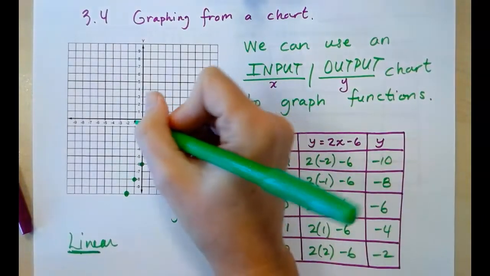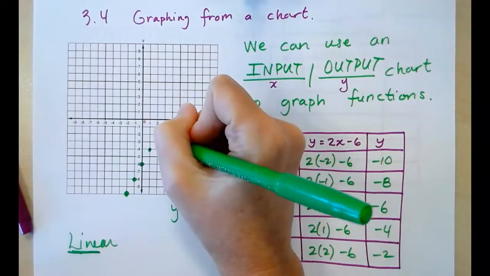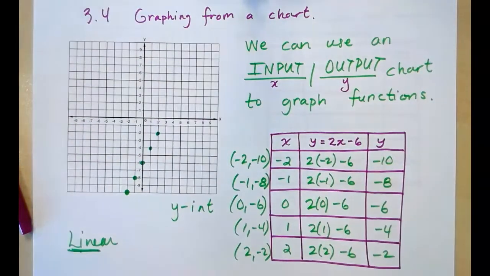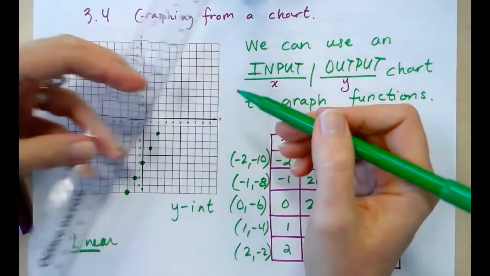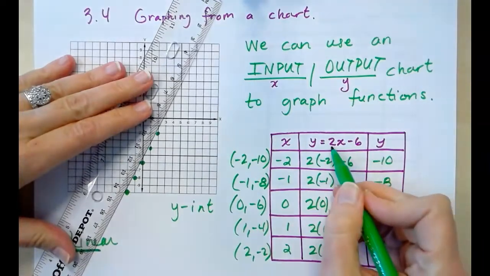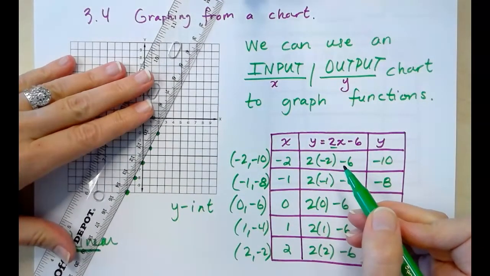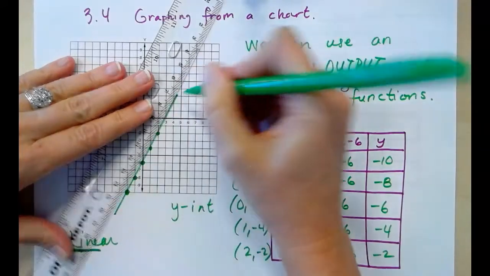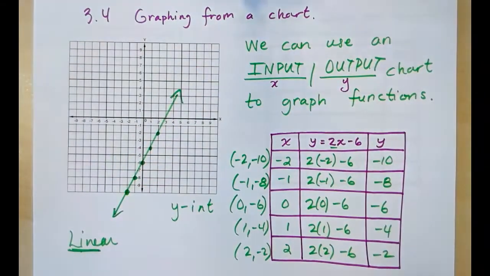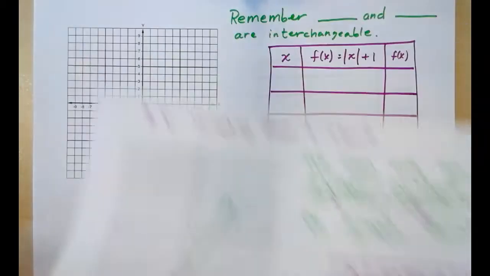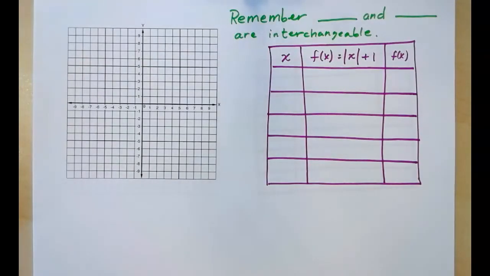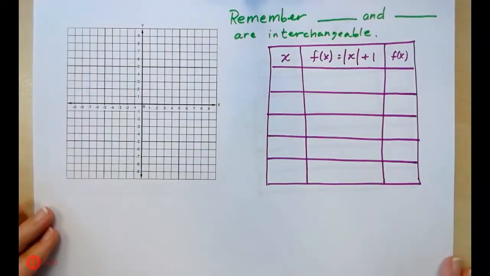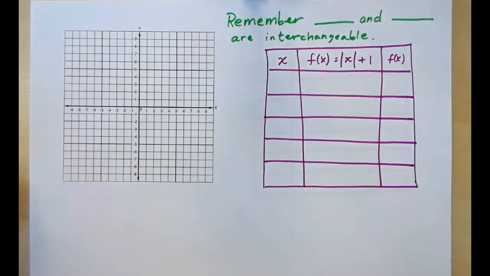So 0, -6, 1, -4, and 2, -2. Hopefully this looks very familiar, like things that you have done in pre-algebra, where we have a line that has a slope of 2 and a y-intercept at -6. So there is our linear function. Let's see what's next. Because we can graph anything from an XY chart. It works every single time. It's not always the most efficient way to graph, but it definitely works every time.